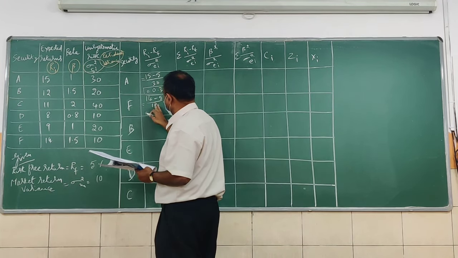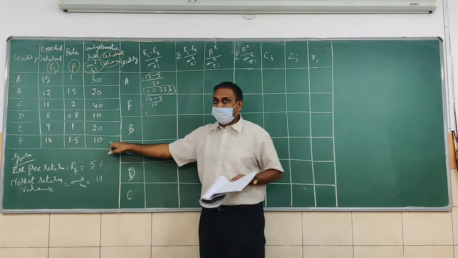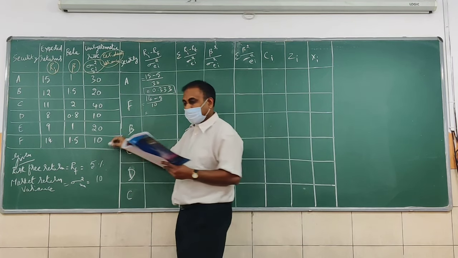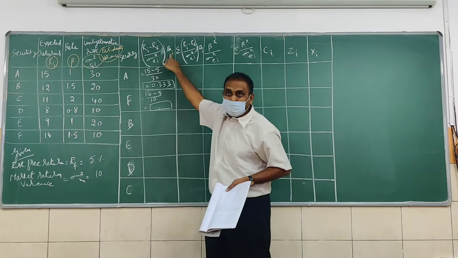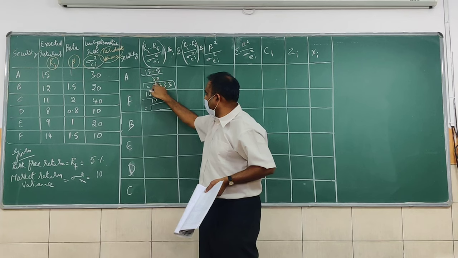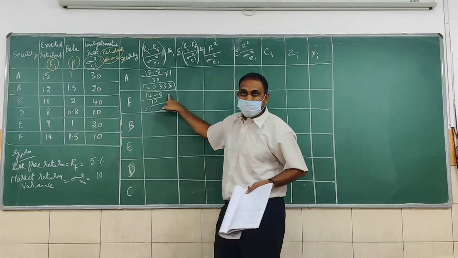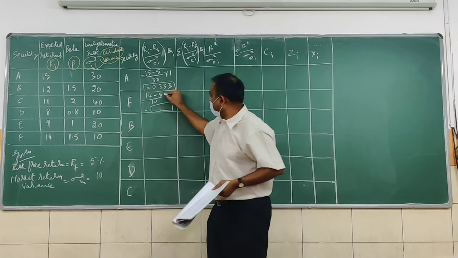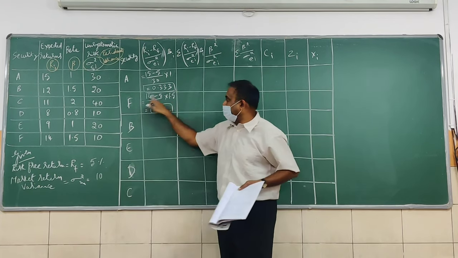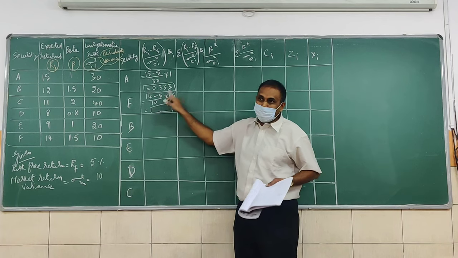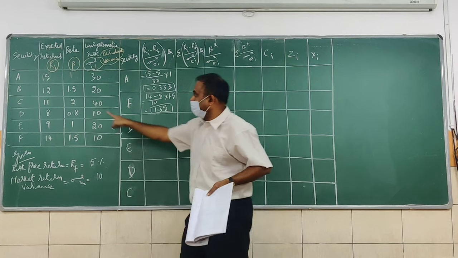14 minus 5 divided by 10. F is 10. It comes to 1.35. Check this into beta. So 15 minus 1 divided by 30 into 1. Beta value is 1. The value is same, 0.33. Here beta value is 1.5. 20 minus 5 divided by 10 into 1.5. 1.35. Next for B.